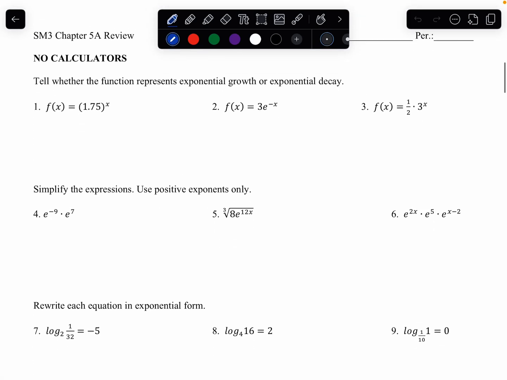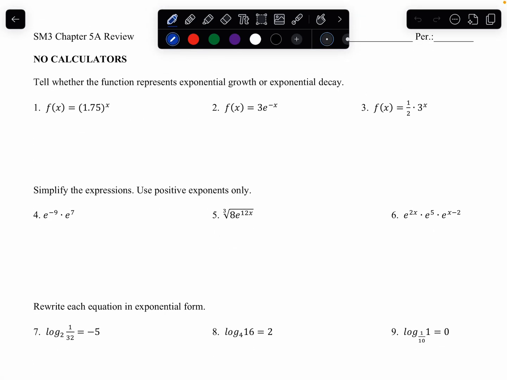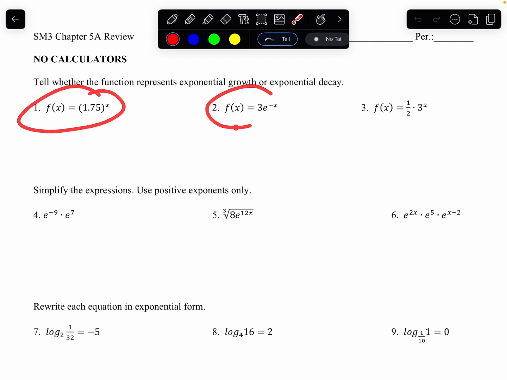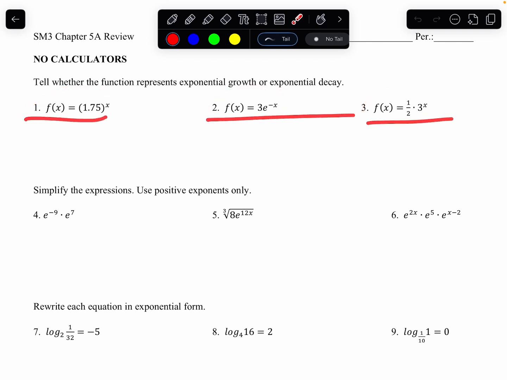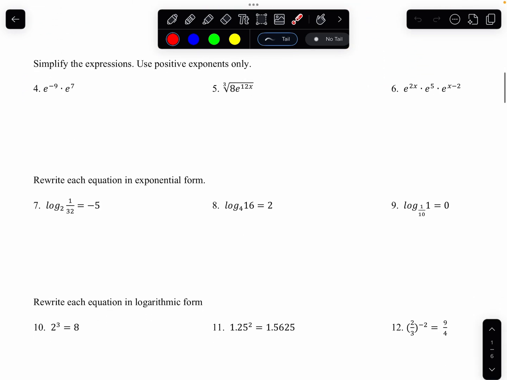Hey guys, I'm going to go over the review for chapter 5, and I'm also going to show the Alex part as well. Just so you guys know, for these first 3 questions right here, I don't think I'm going to have any questions like this on the test, so I wouldn't worry about answering these right here. But let's start with question 4.